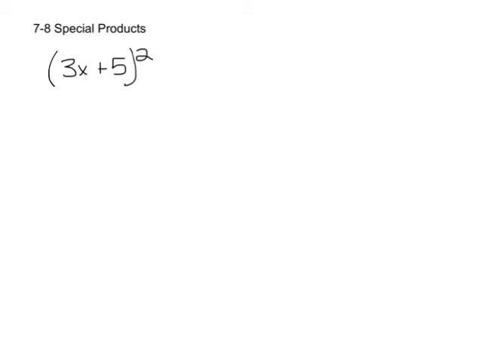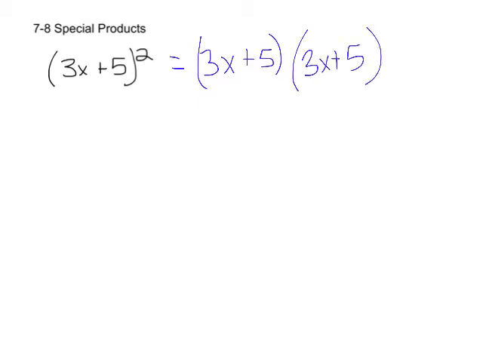When we have a polynomial where the whole thing is squared, we're going to rewrite the polynomial as (3x + 5) times (3x + 5). So we have 2 of what the polynomial is. If it was (3x + 5) cubed, I would write 3 of those. Then I can just solve it like a normal polynomial.